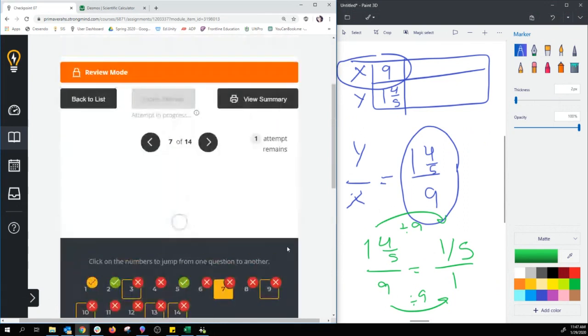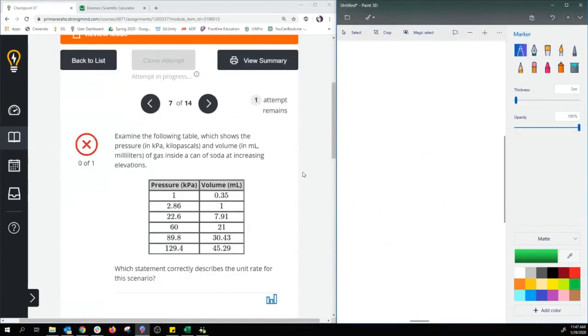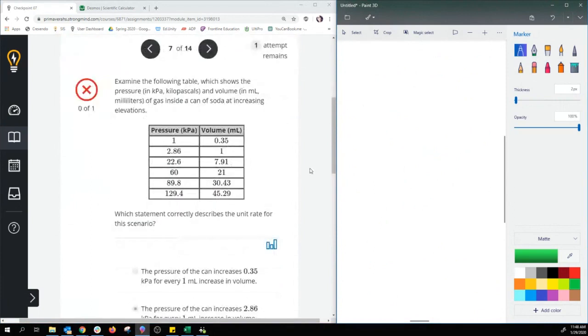Alrighty, number 7. So we want to use the following table, and we want to know which statement correctly describes the unit rate for this scenario. Well, first, let's figure out what our unit rate is, right? If I'm looking for a unit rate, am I looking for my X or my Y to be 1? Remember, I have Y over X. I want to have a 1 in the bottom. So am I looking for X or am I looking for Y to be 1?